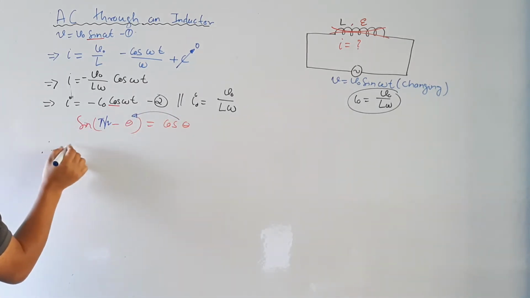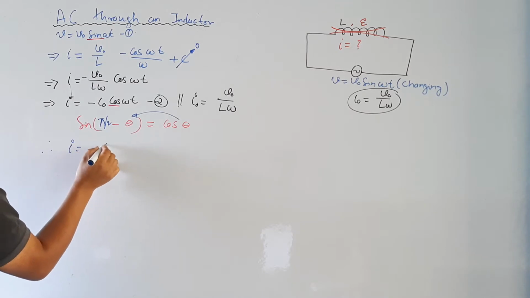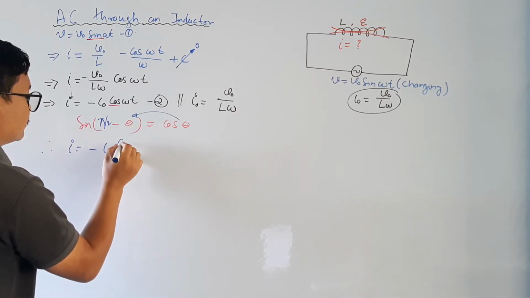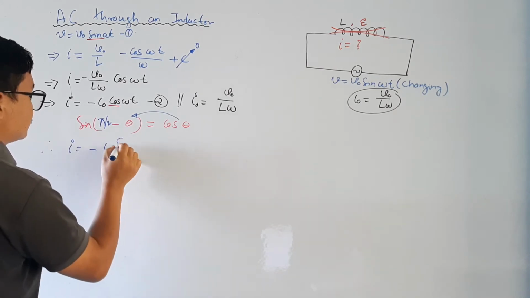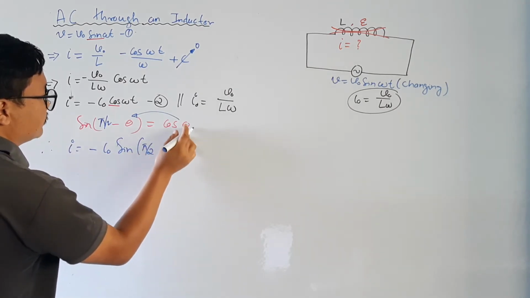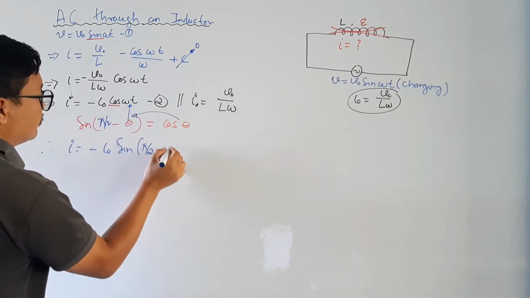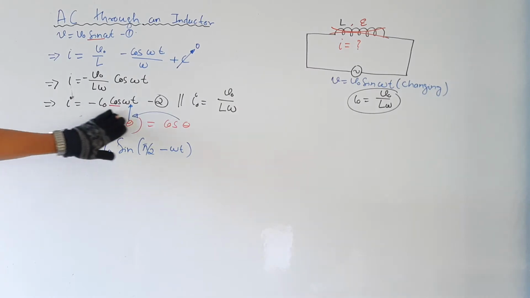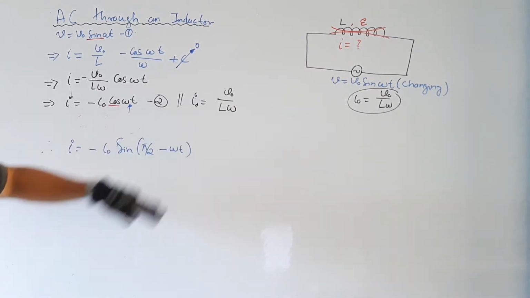So therefore this I will be equal to minus I0, and cos theta can be written as sine of pi by 2 minus theta. What is theta? Theta is omega t. So this is our next equation, right, using this trigonometric ratio.